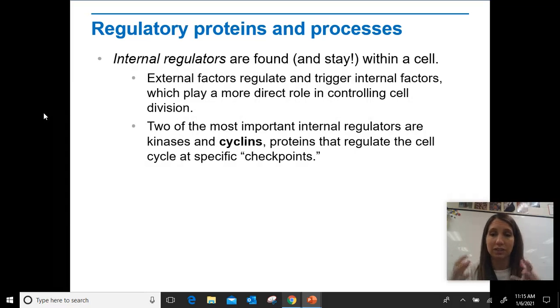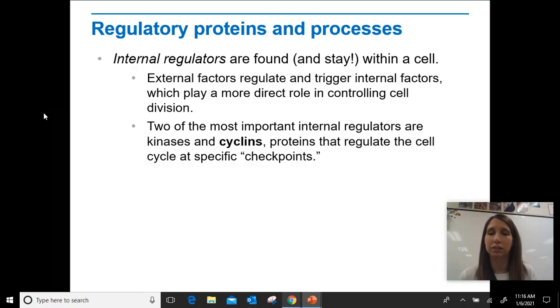If it's internal, it's on the inside. And internal regulators are going to be something that also stays within a cell. So they're produced in a cell and then they stay in that same space. In general, things that are happening on the outside are going to help to trigger things on the inside, right? So the growth factors we looked at, those chemical signals, and then also the physical signals, the way that those signals are translated to a cell is with the help of these internal regulators.